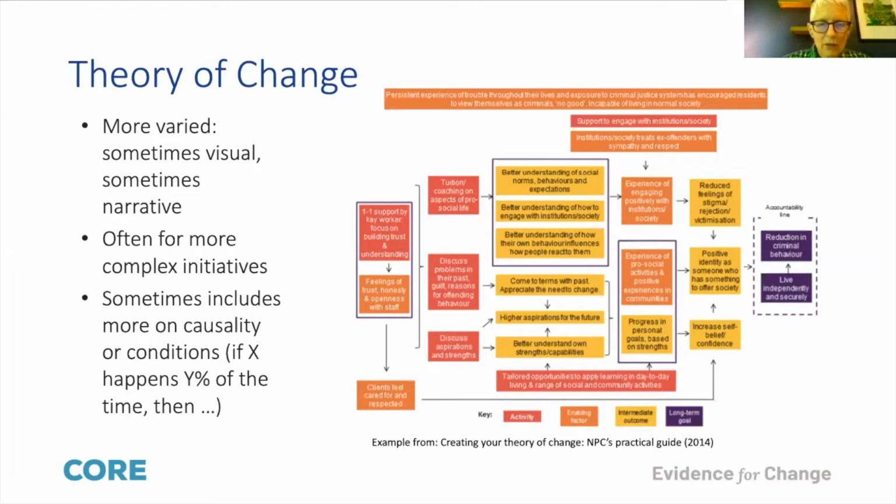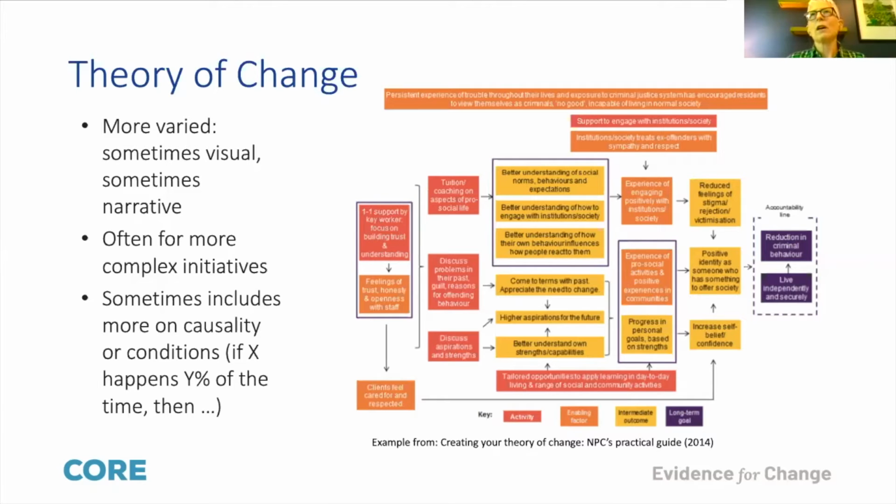Don't worry about this picture, it's just an example I stole from somewhere. The difference sometimes is that a theory of change can be good for more complex stuff. If what you're doing is not, we are going to provide service X, people will get benefit Y, and that will lead to our ultimate outcome Z.